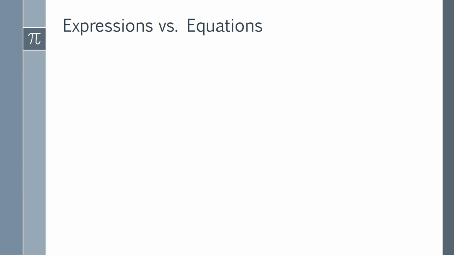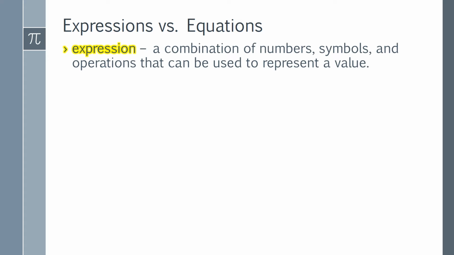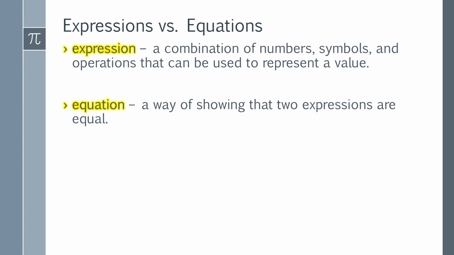First of all, let's talk about the difference between expressions and equations. An expression is a combination of numbers, symbols, and operations that can be used to represent a value. An equation is a way of showing that two expressions are equal. Here's an example. 6 plus 8 equals 7 plus 7. 6 plus 8 and 7 plus 7 are both expressions. In this case, the whole thing is an equation because they both equal 14.